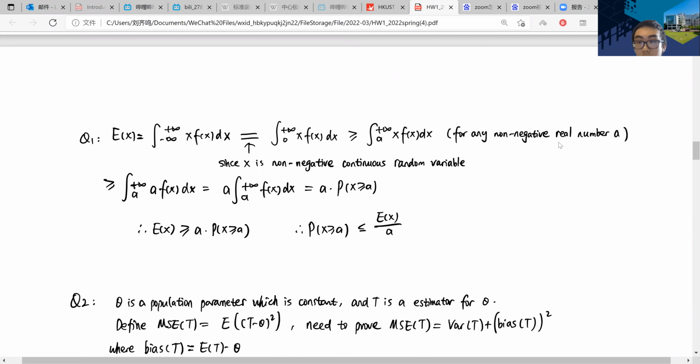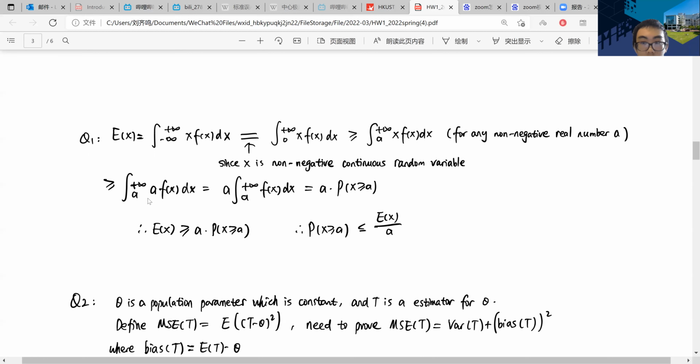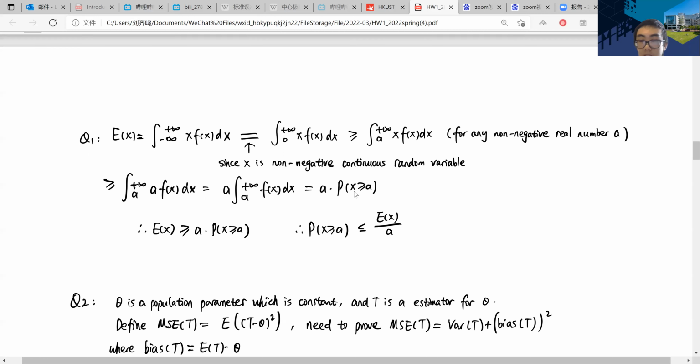And for any positive real number a, EX is greater than the integral from a to plus infinity. Furthermore, I substitute X equals a, and the inequality still holds. After expanding the term, EX is bigger than a times the probability that X is bigger than a. So after rearranging, P(X bigger than a) is smaller than the expectation of X divided by a. That finished the proof of the first question.